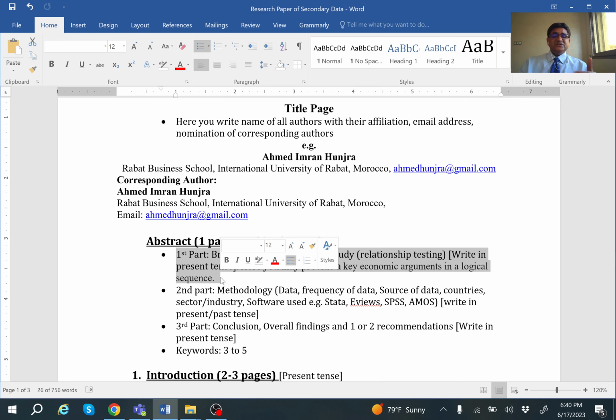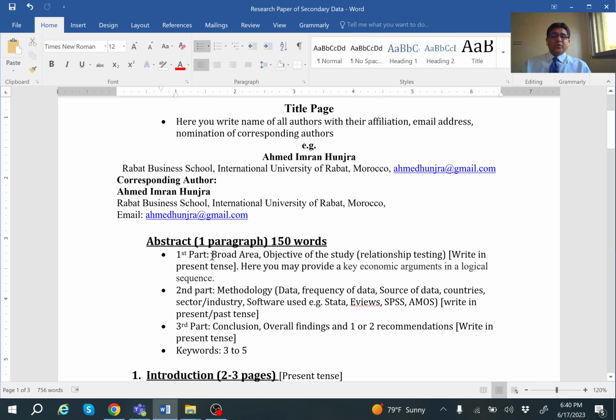The first part is related to the broad area, meaning what the broad area is, what the importance of that broad area is, what the economic significance of that area is, and then we provide the objective of our research.